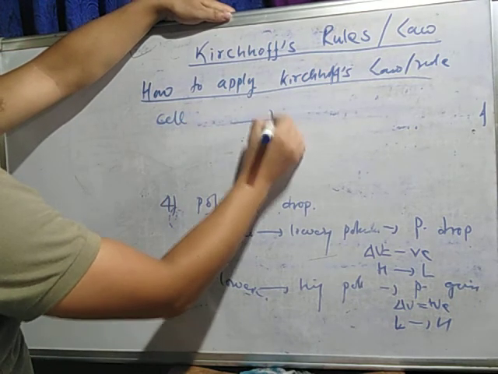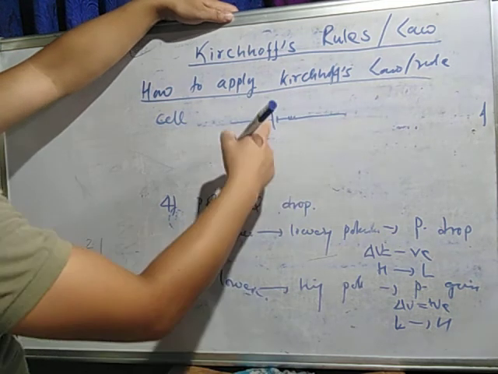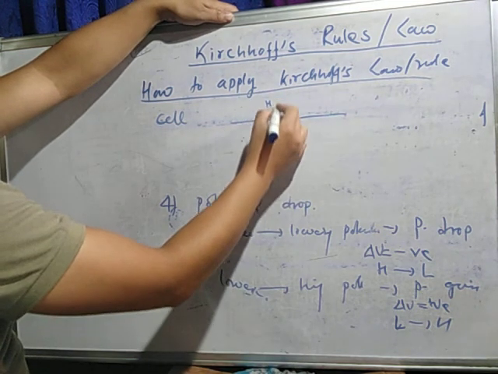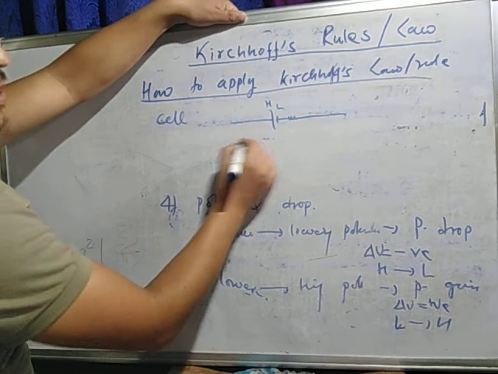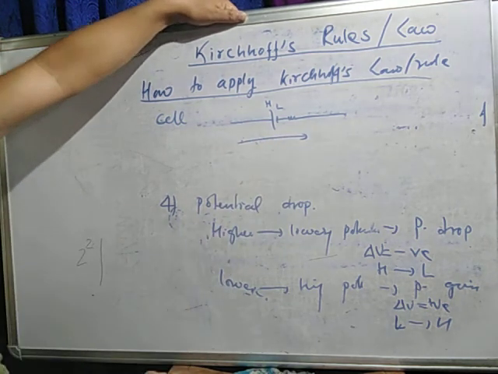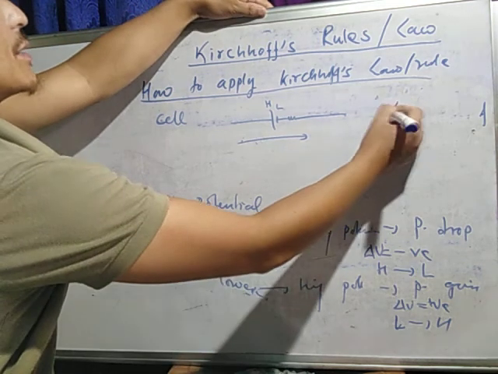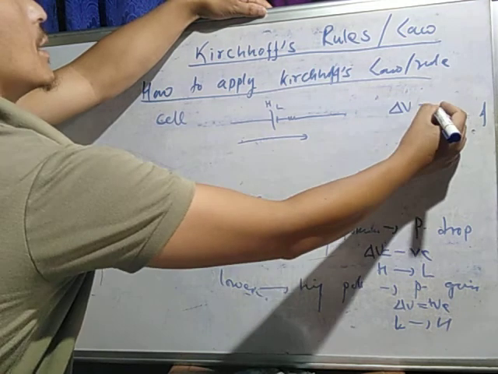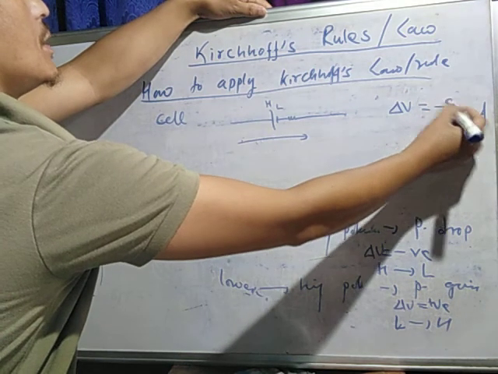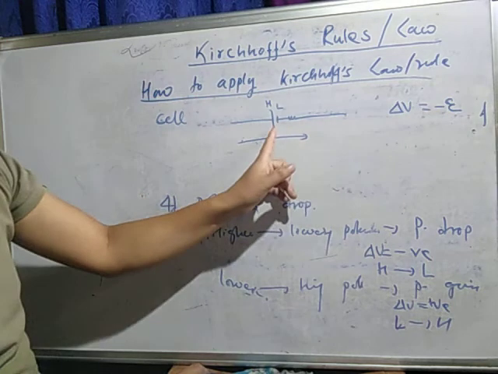So this is our cell, isn't it? Internal resistance is there. This is at higher potential, and this is at lower potential, and this is the path of your loop, isn't it? Clear? Yes. So potential, you should take del V equals to the change in potential, higher to lower, how much? Negative of E, isn't it? This is the potential of the cell.